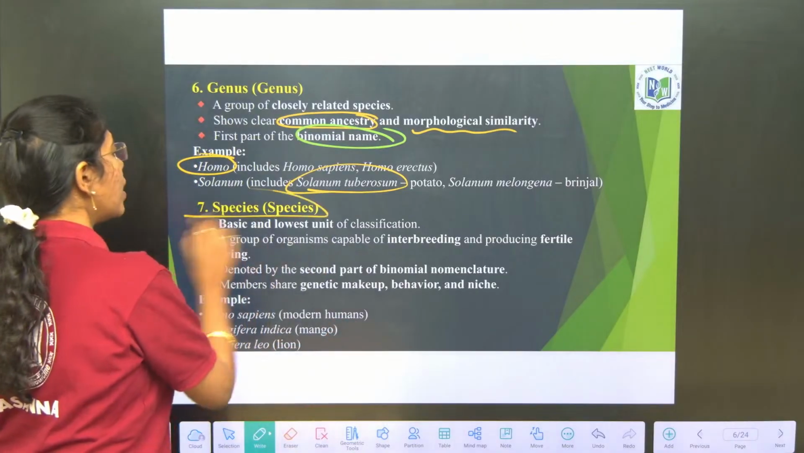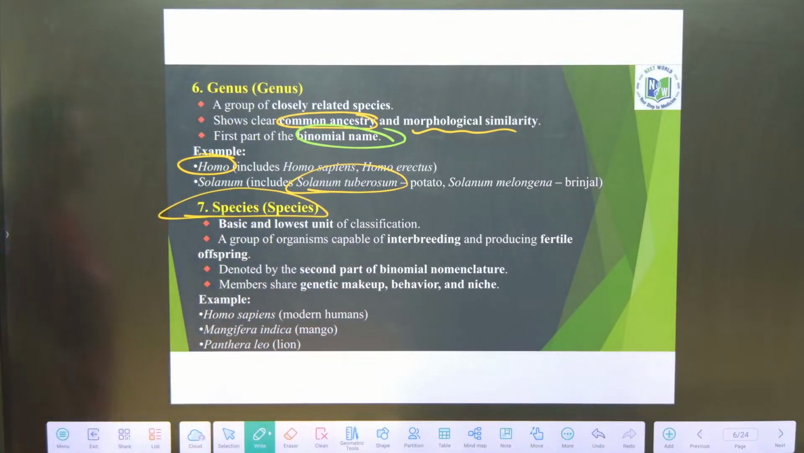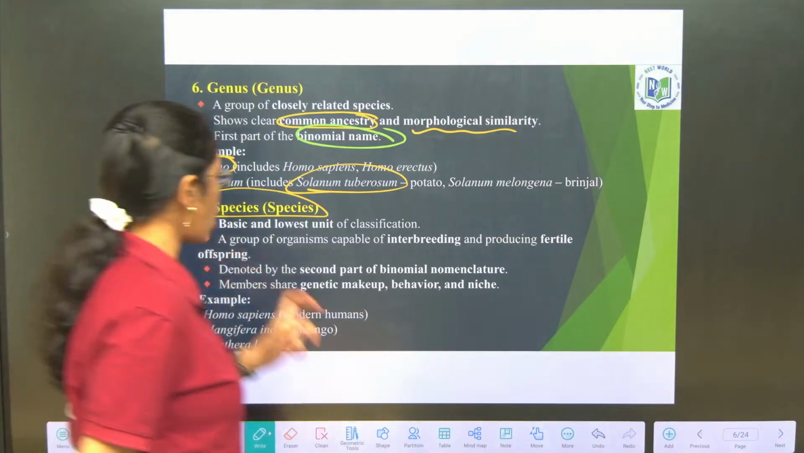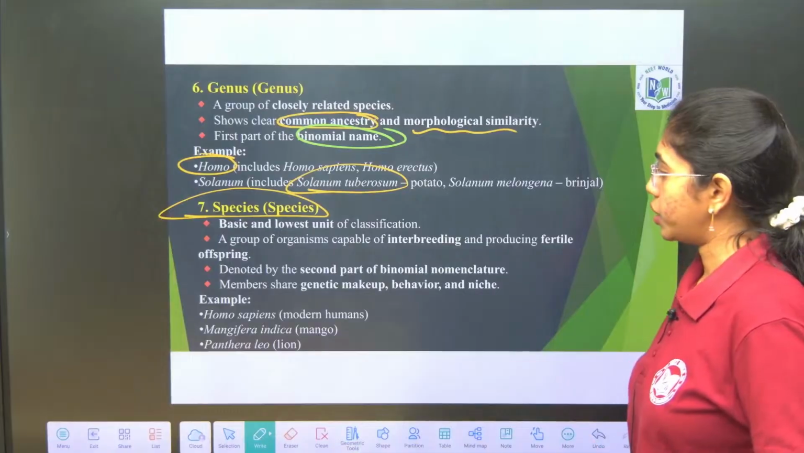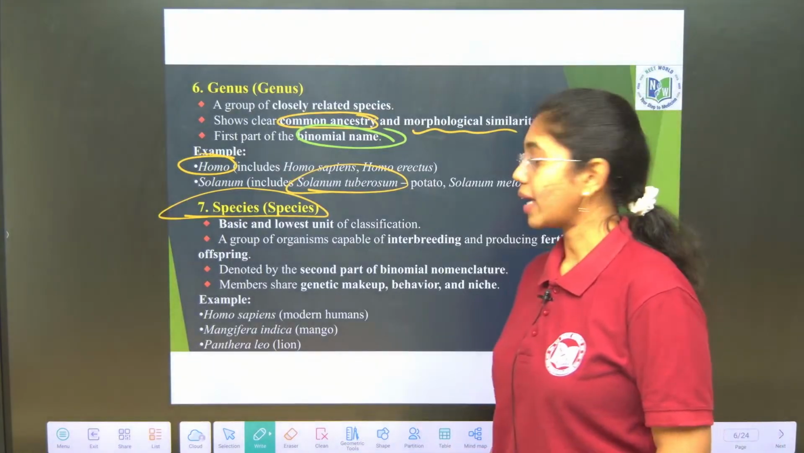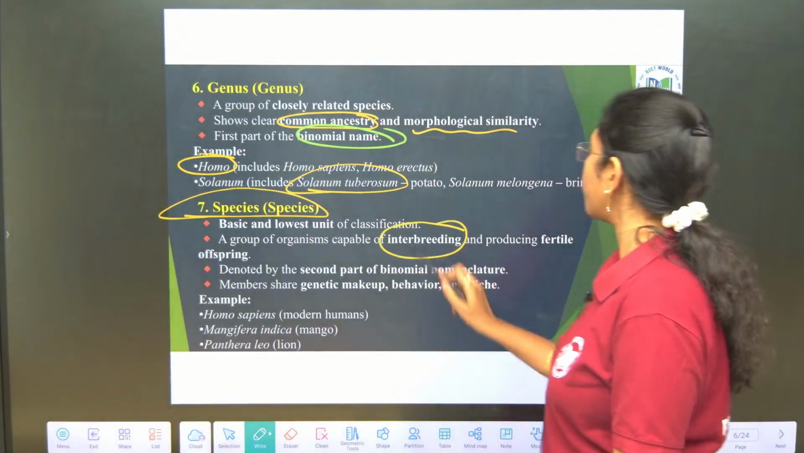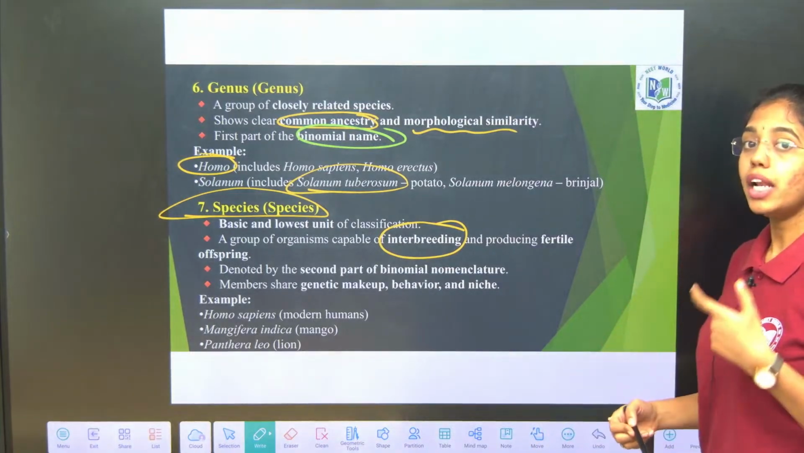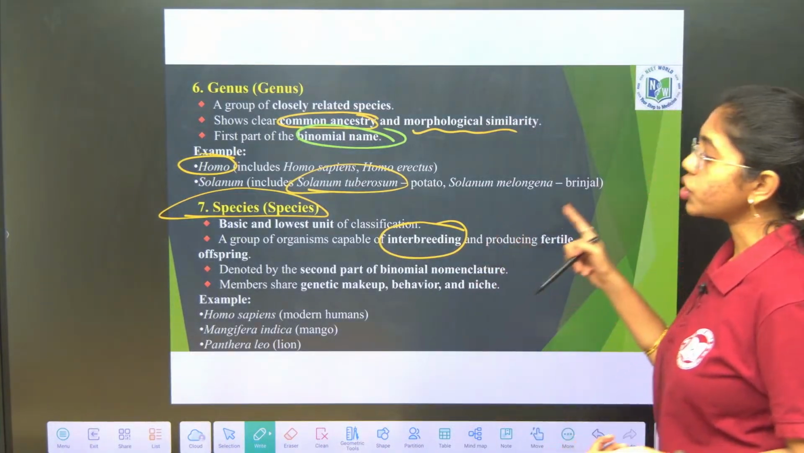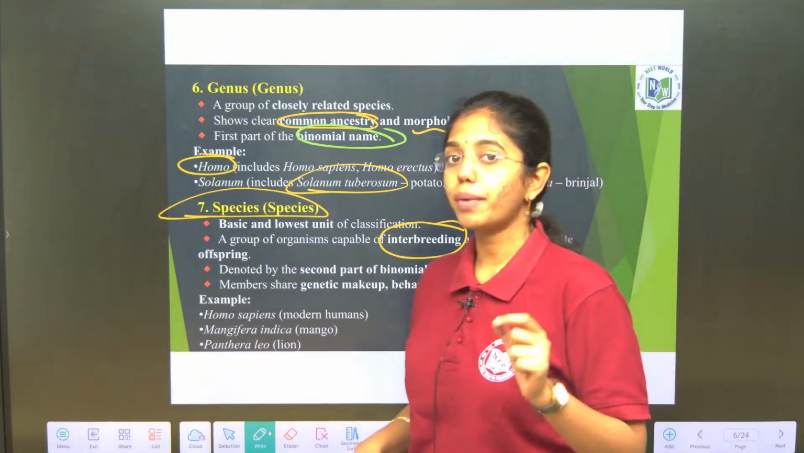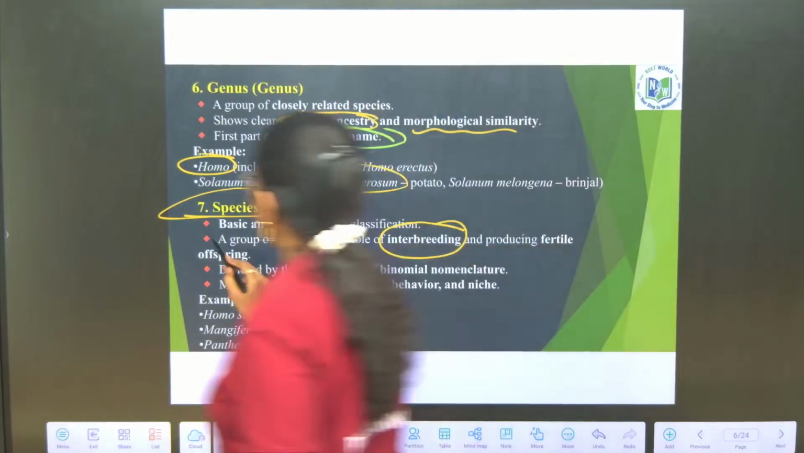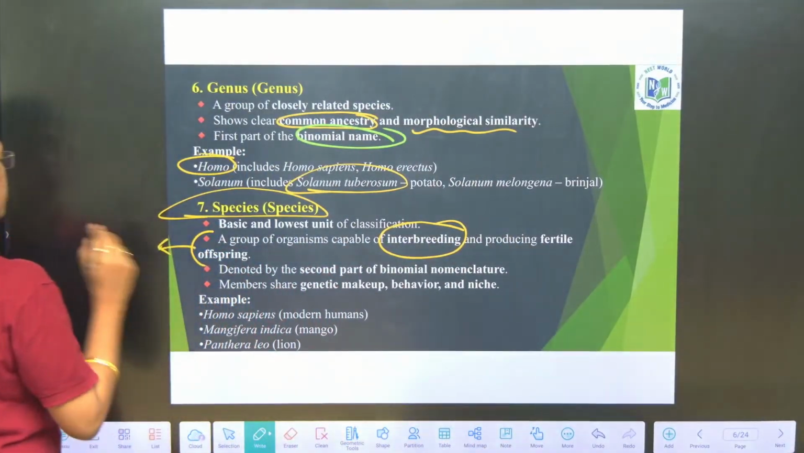And next is what? Species. Species is the basic or lowest unit of classification, which is the fundamental unit of classification. This includes a group of organisms which are capable of interbreeding and producing fertile offspring. This definition comes under the biological concept of species, which is given by Ernst Mayr. Okay? Biological concept of species.